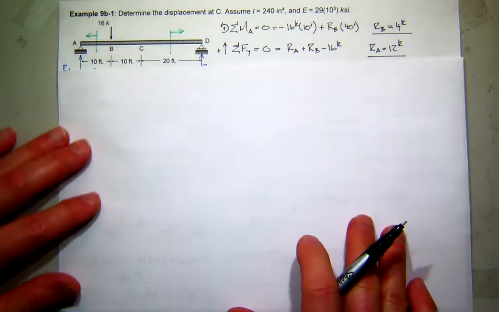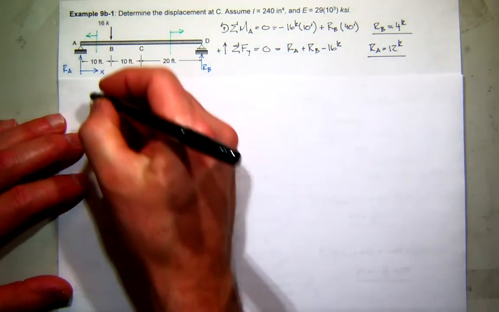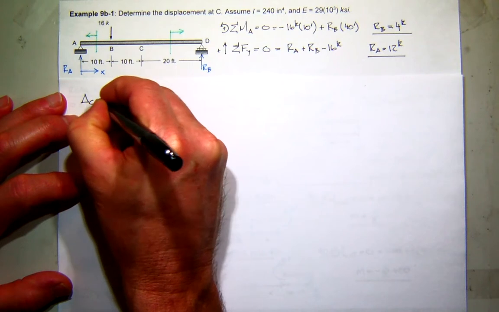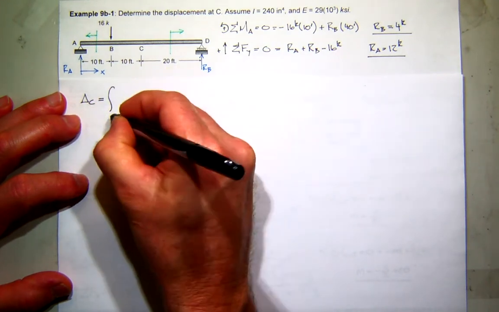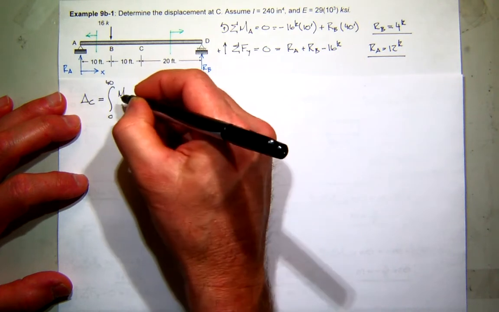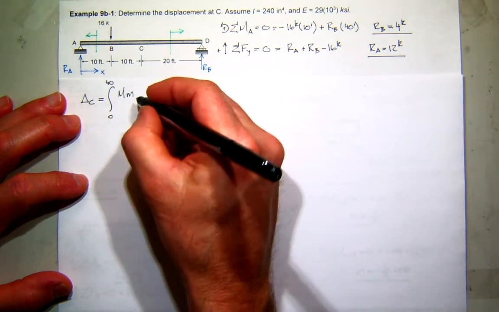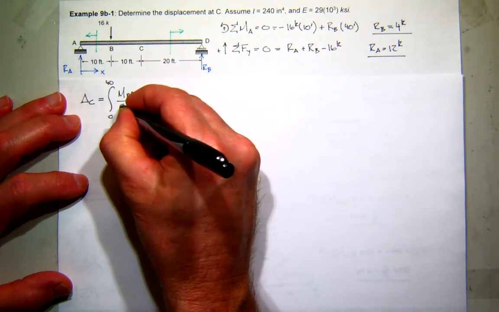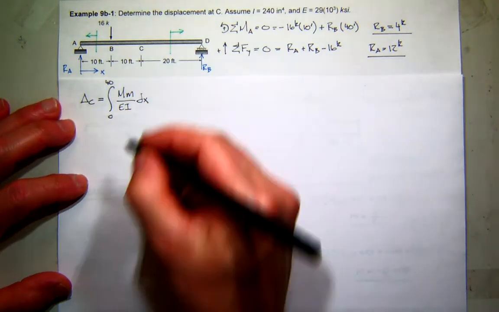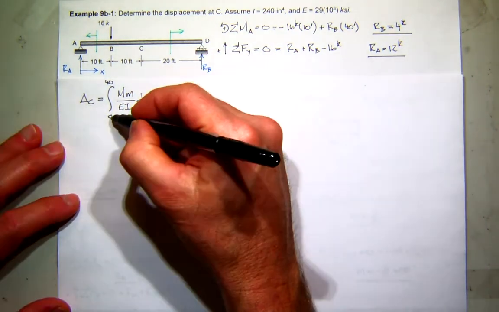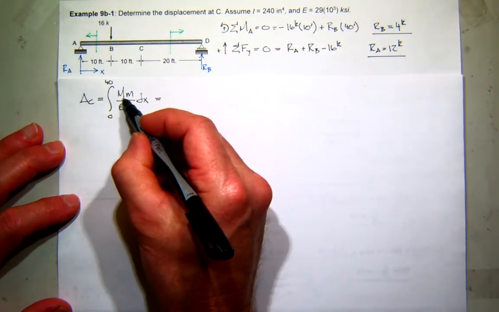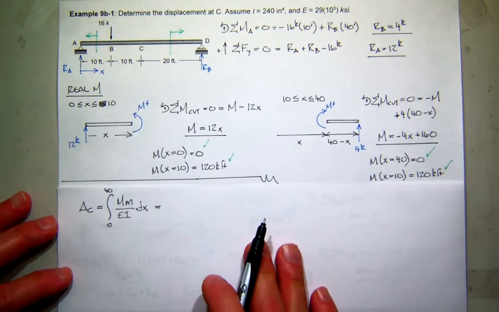So let's see what our expression will be now. The displacement at C is normally going to be written as the integral from 0 to 40 of the real moment times the virtual moment divided by EI dx. Now when you look at this limit from 0 to 40, we have to account for all that space. We know the real moment, which I'll slide down here and show you.